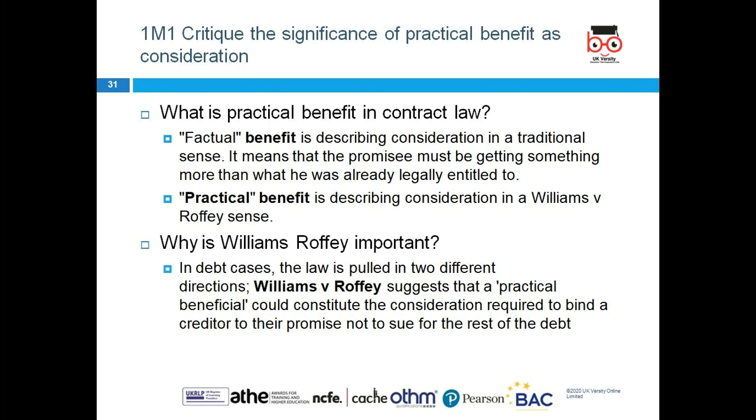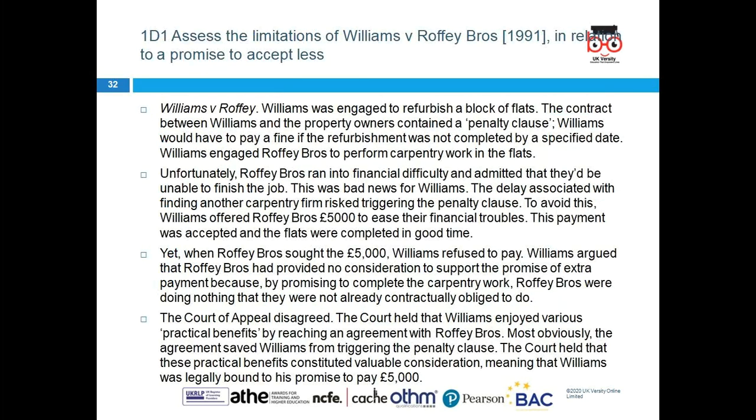So when you look at the practical benefit of consideration, you need to give examples. Some practical examples, some case laws, which we will further refer to. Assess the limitation. We've been given here some limitation, like William was engaged in refurbishing a block of flats. The contract between this and the property owner contained a penalty clause. Sometimes if you don't deliver, you have to pay penalties. So William would have to pay the fine if the refurbishment was not completed by the specific date.